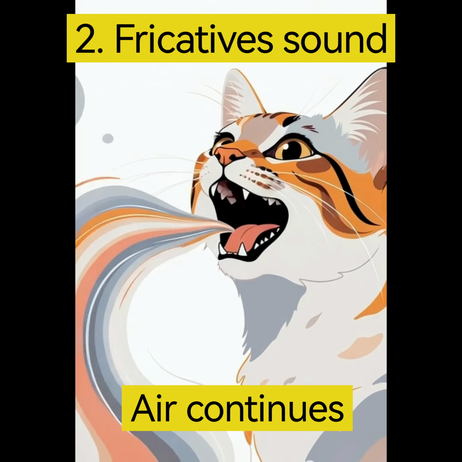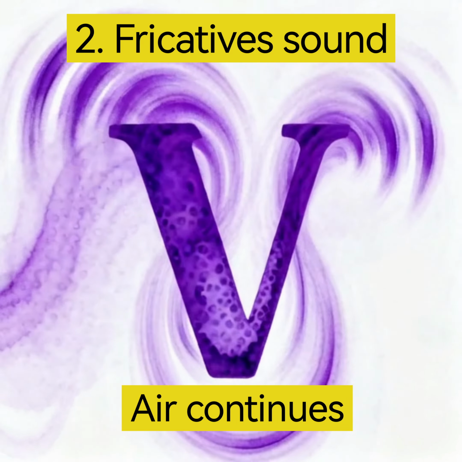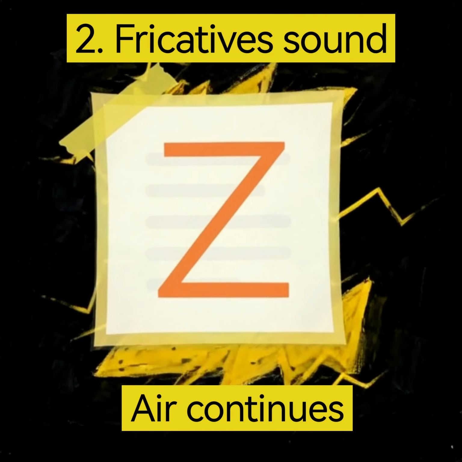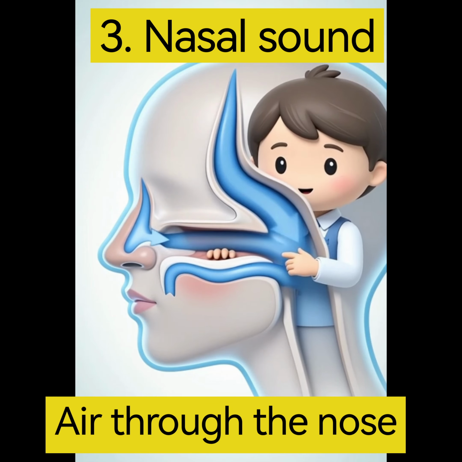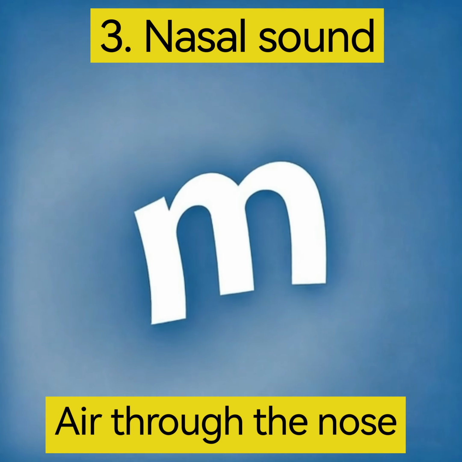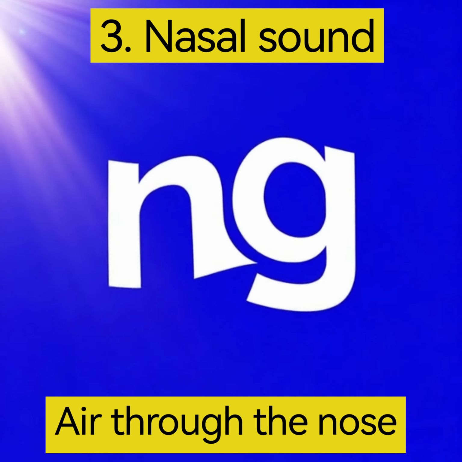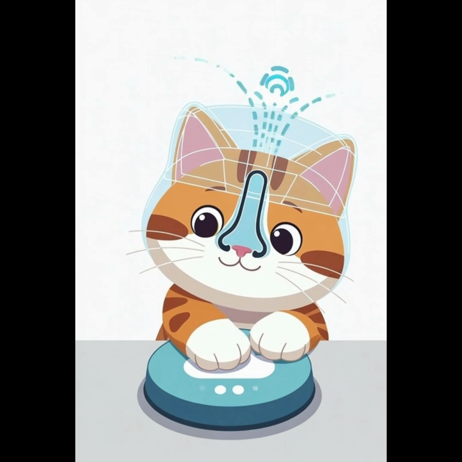Fricative sounds. Air continues to flow. F, V, S, Z, Th. The nasal sounds. Air flows through the nose. M, N, ng. These categories describe how English sounds are formed.